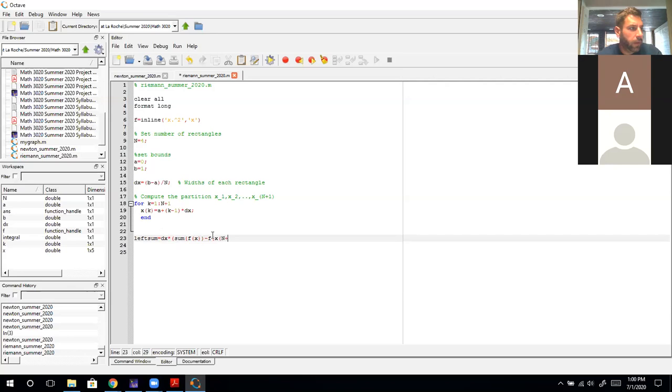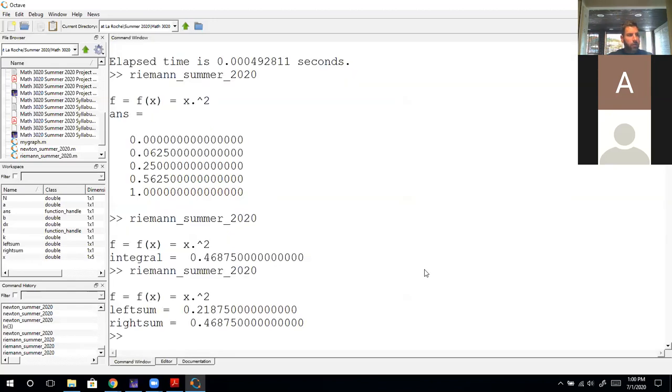So this is going to be very confusing the first time you do it. And then, of course, the right sum would be this thing, but we're going to subtract off the first piece, the first endpoint. So that would be subtract off x of 1. So it's going to take some time to learn this. And when we run it, we're going to get numbers, and these don't look very good either. But that's okay because we're only using 4 rectangles.